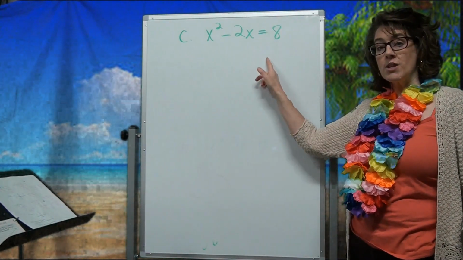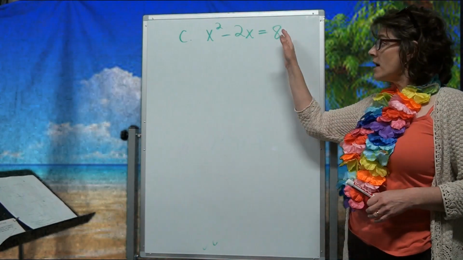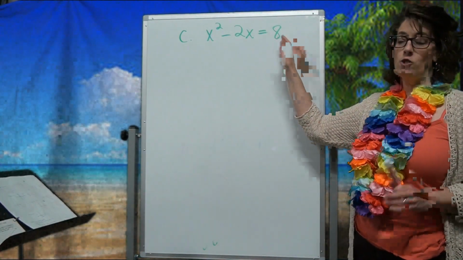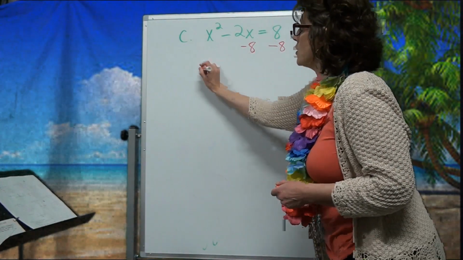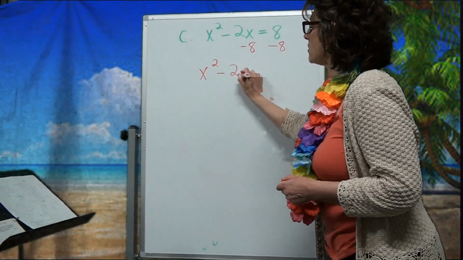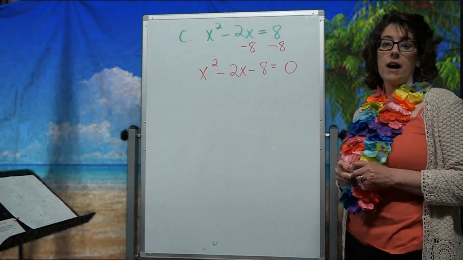So I need to make sure that it's set equal to 0 and then move into factoring. So you guys know that that means I got to get rid of that 8. You know how to get rid of the 8. That just means I'm going to subtract it from both sides. So that would give me x squared minus 2x minus 8 equal to 0. Now I'm ready to factor it.